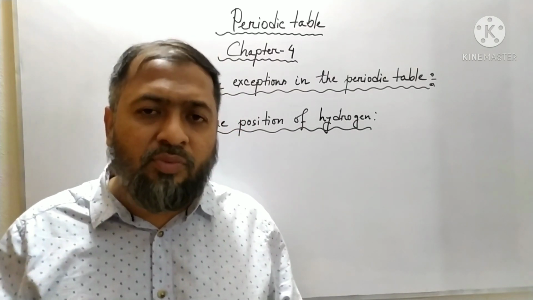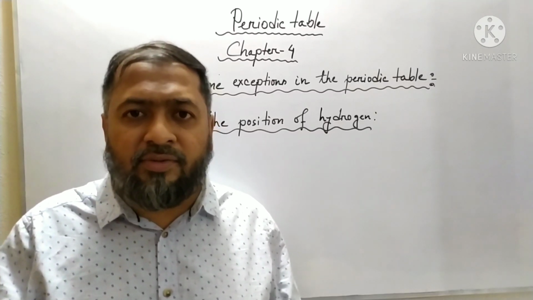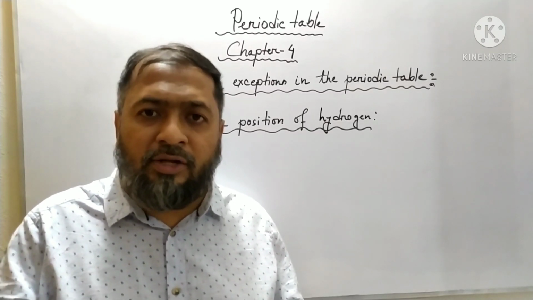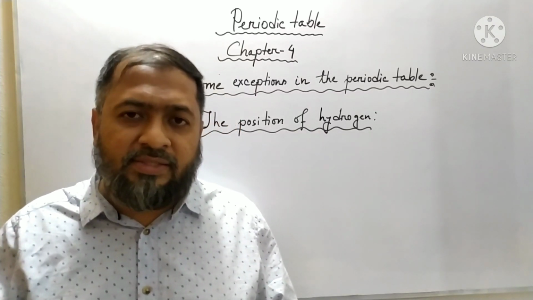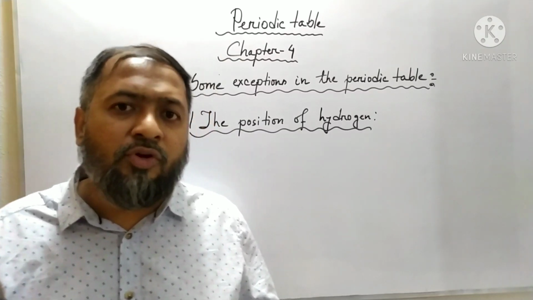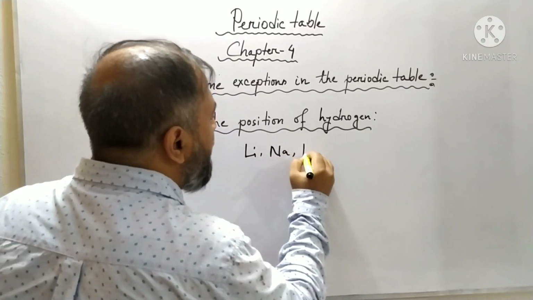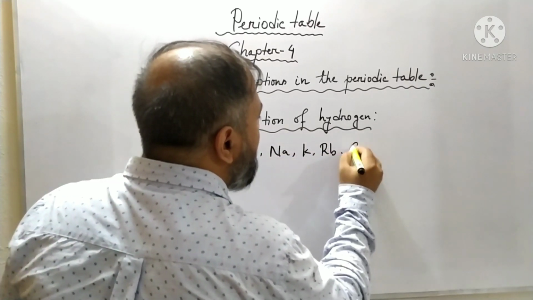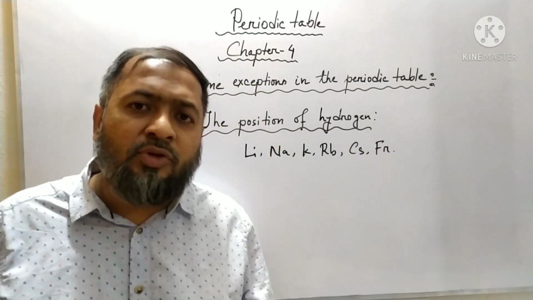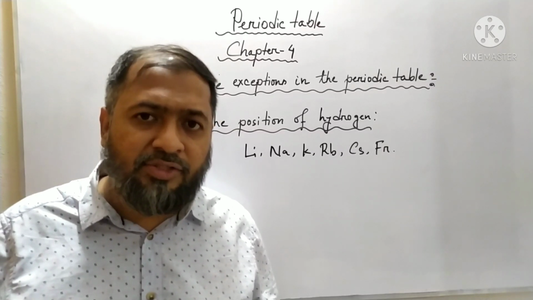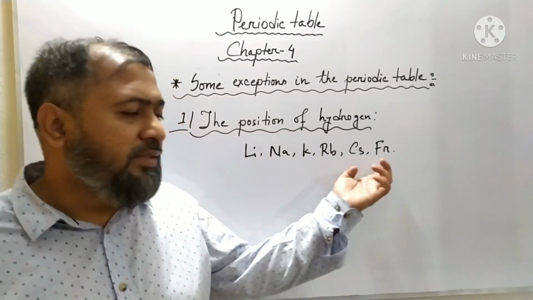So what is the exception? Hydrogen is actually a non-metal, but the periodic table displays hydrogen alongside the strong electropositive alkali metals. The strong electropositive alkali metals are lithium, sodium, potassium, rubidium, cesium, francium. These elements donate electrons during chemical reactions. They never receive electrons. They are strong metals.